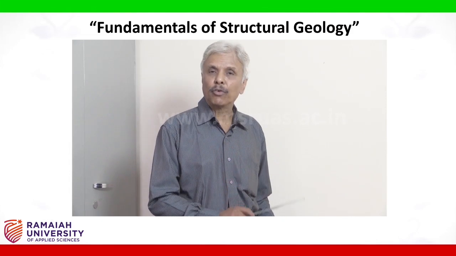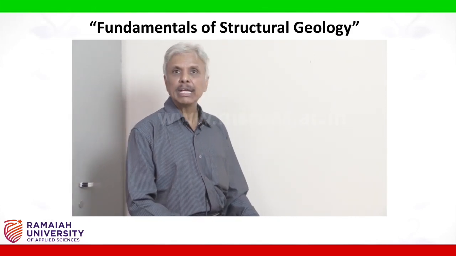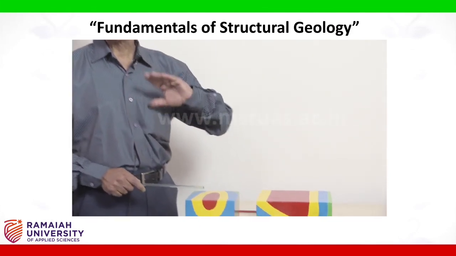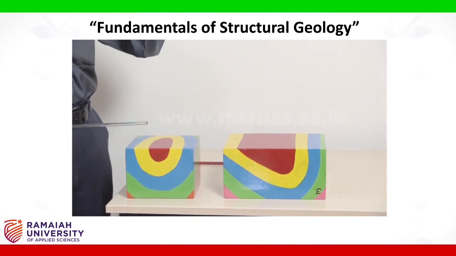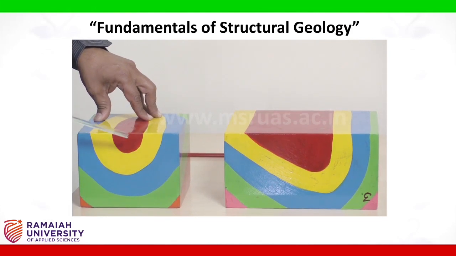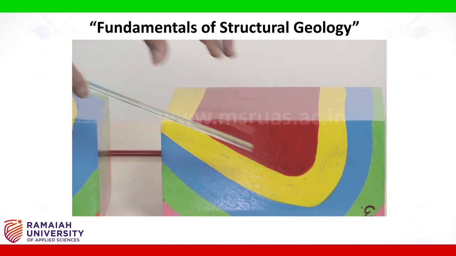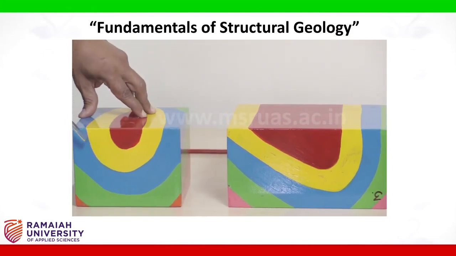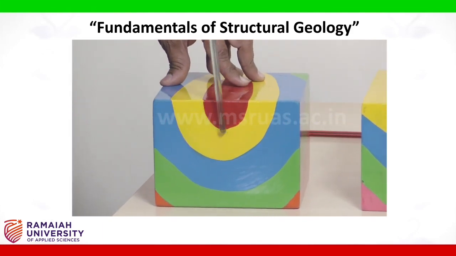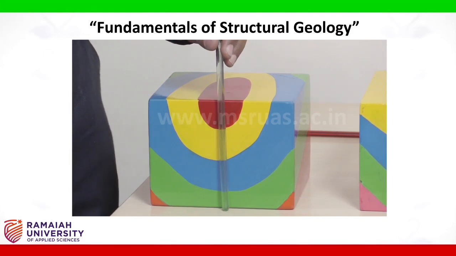The other type of fold is the synclinal fold. A synclinal fold is a U-shaped fold, in contrast to the anticlinal fold, which is arching type. Here, this is a symmetrical syncline, because the limbs dip towards each other in a symmetrical fashion with reference to the axis of the fold.